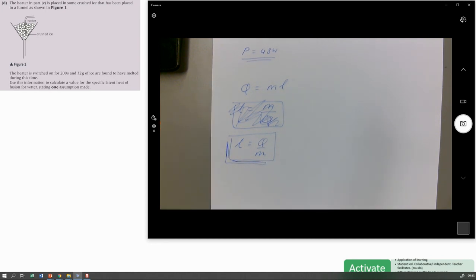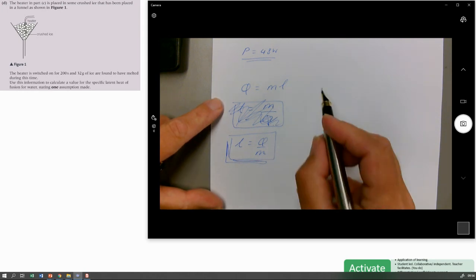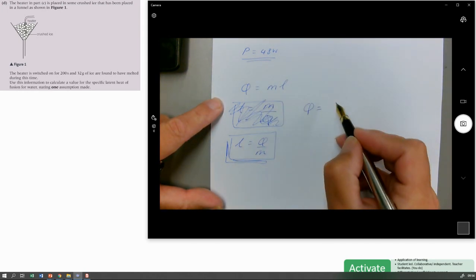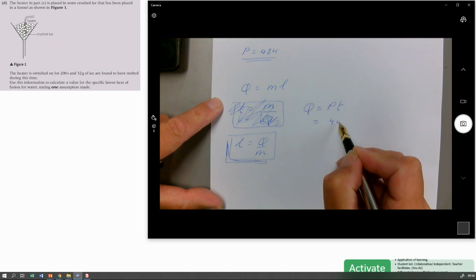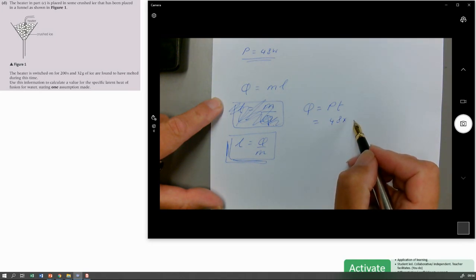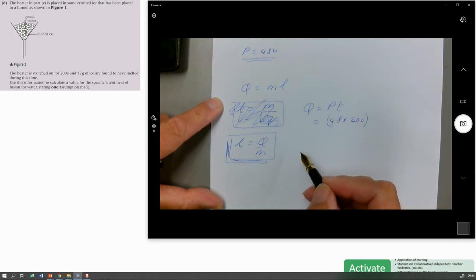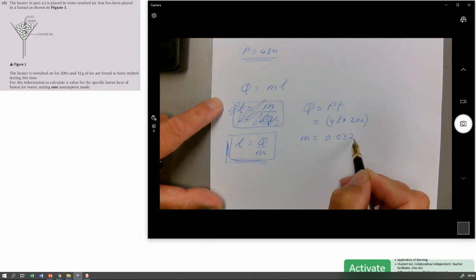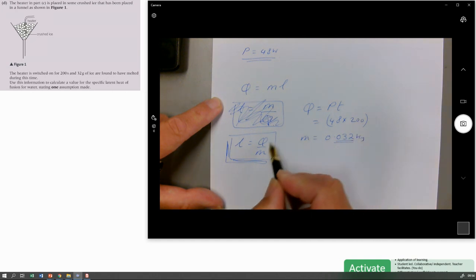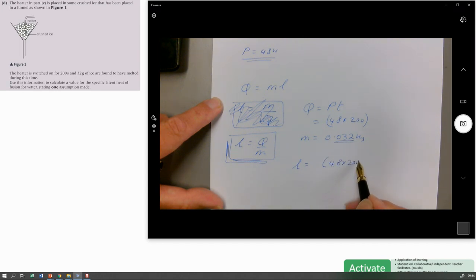Right, so let's have a think. What is the energy supplied? The energy supplied is going to be the power times the time, 48 times 200 seconds. And we know the mass is 32 grams or 0.032 kilograms. Remember, that's where they're trying to throw us out. So it's going to be 48 times 200 divided by 0.032.